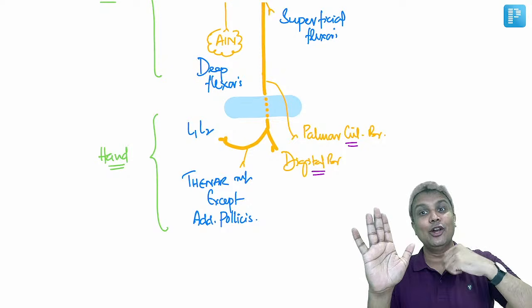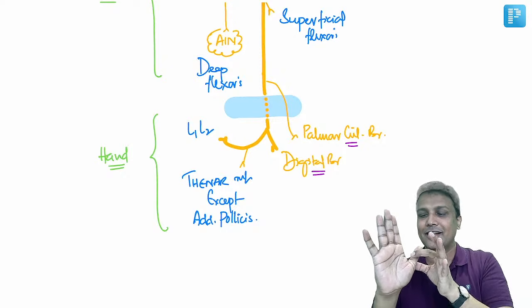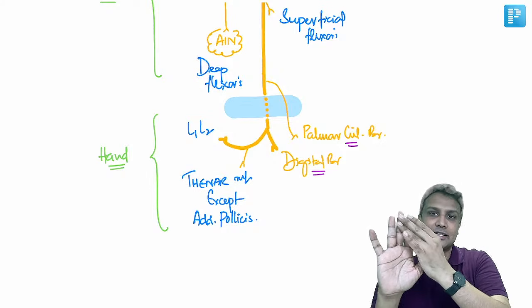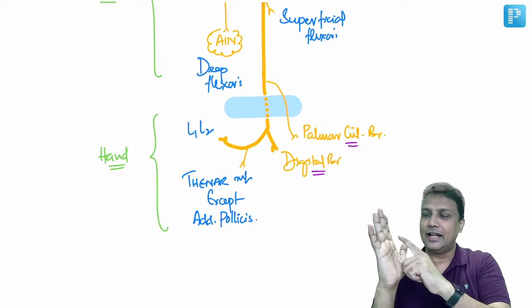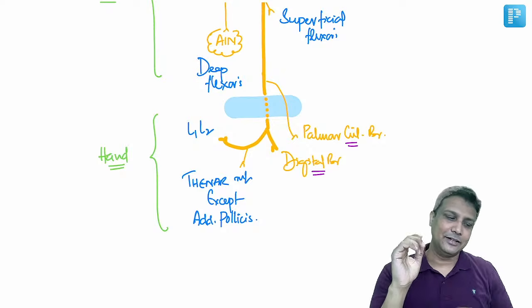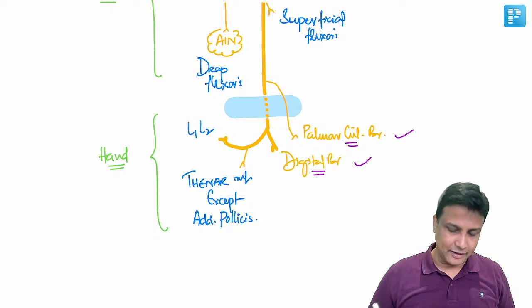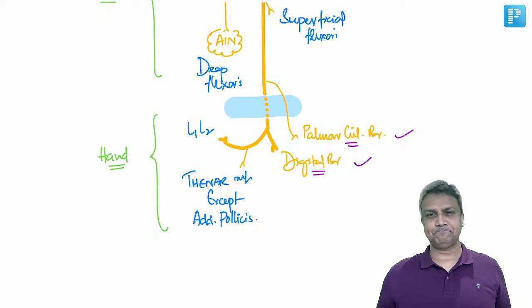Now in this one, if you learn in depth here, my dear friends, remember the digits here, the thumb, index finger, middle finger and half of ring finger, this is supplied by the digital branch, and then the palmar surface here will be supplied by the palmar cutaneous branch. Okay, so by this we are done with the entire median nerve topic here, sir.